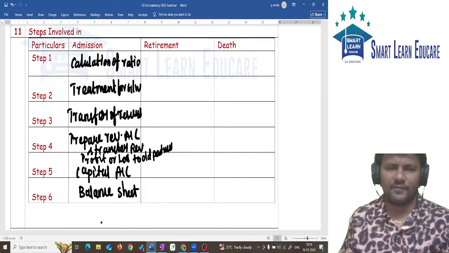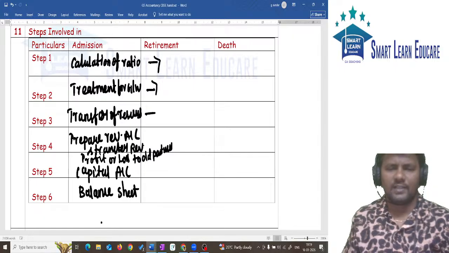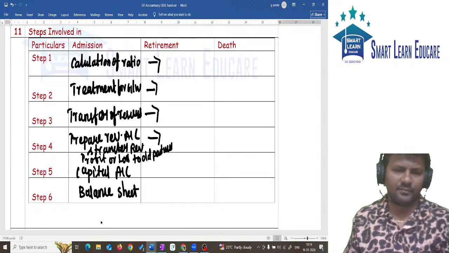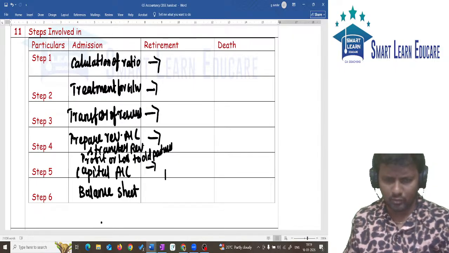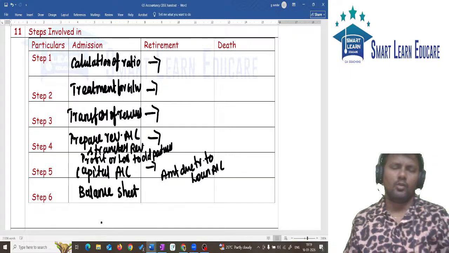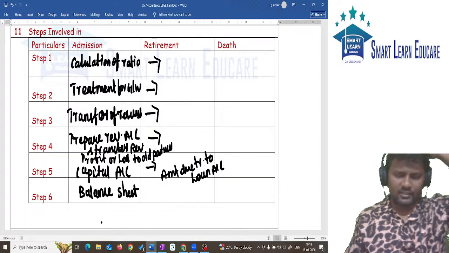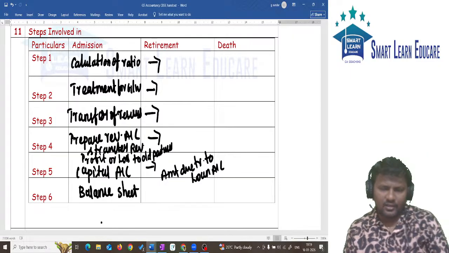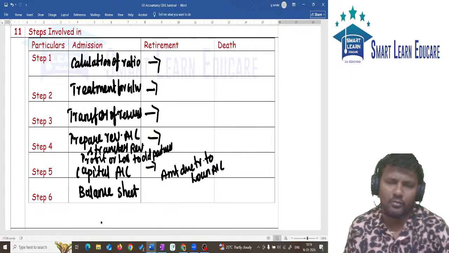Also 6 steps of retirement. The same steps will come here, same step, same step, same step. Only here the amount due is transferred to loan account. If cash is available, we will pay the cash, otherwise we will transfer the amount to loan.